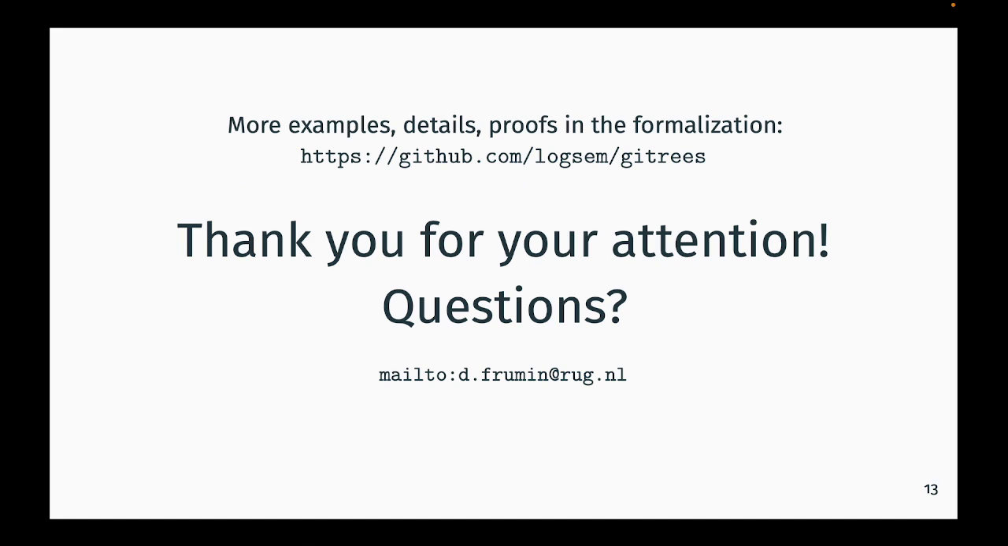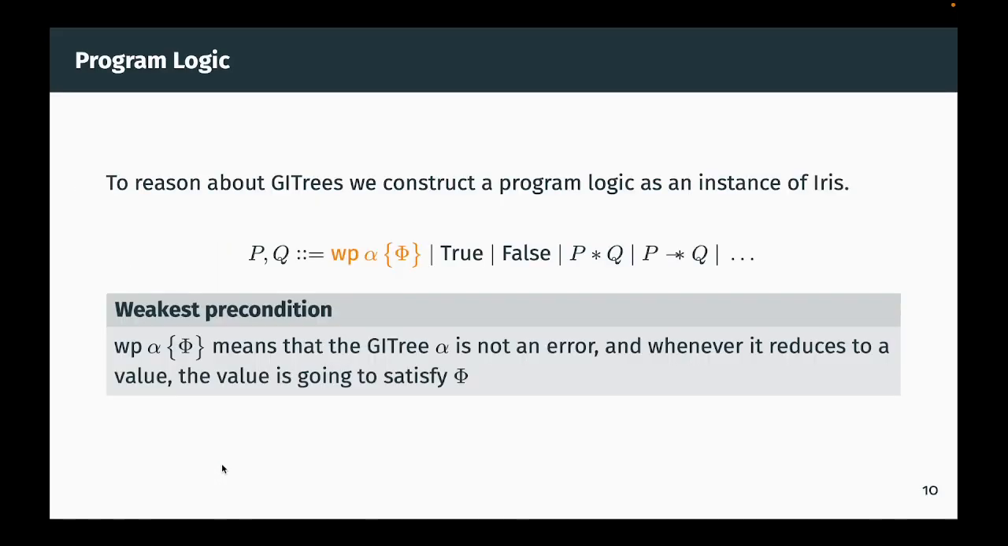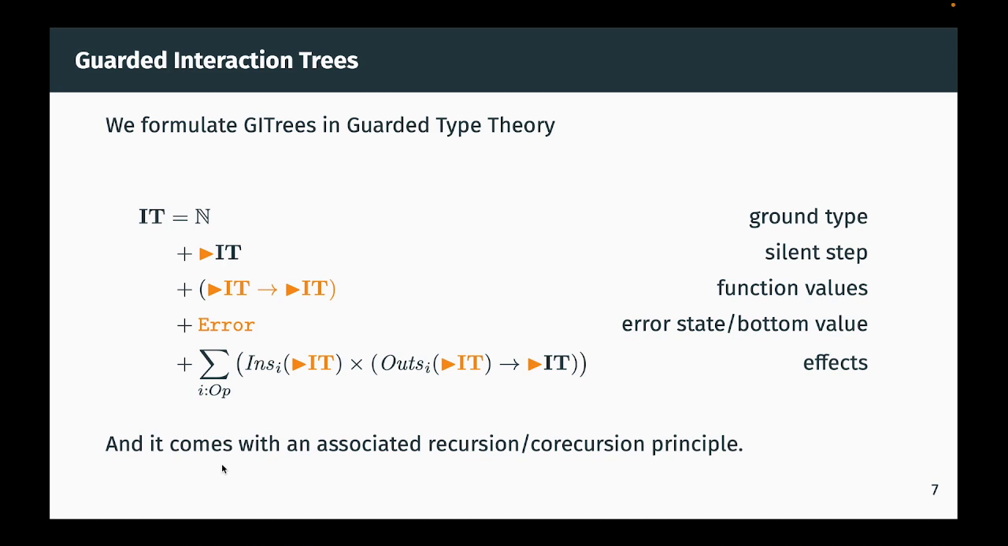One of the things that you had on slide, I think 4 or 5, was that there's a silent step for your interaction trees. Could you give us some intuition as to why that silent step is needed in there?